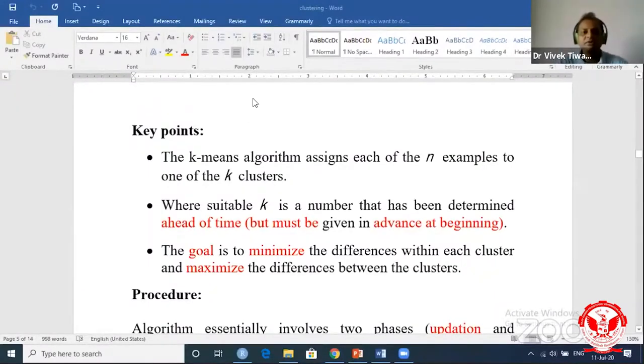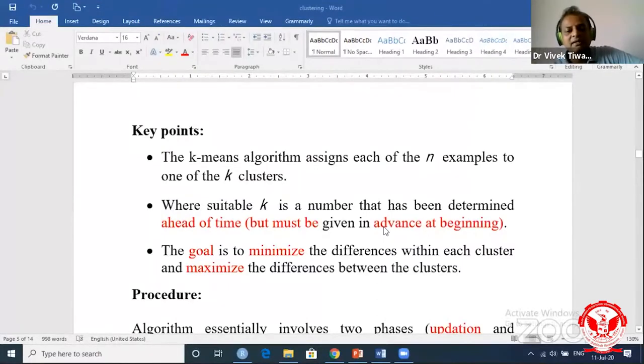If the user is able to decide, or has such knowledge that the user can predict the ideal value, the algorithm will give the correct answer. Otherwise the results will not satisfy your applications. So the second point talks about the same thing, where the suitable k is a number that has been determined ahead of time and must be given in advance, at the beginning. It means that when you start the clustering process, k is a parameter and you have to decide the value of k. That may not be the ideal value, maybe it is a totally wrong value.